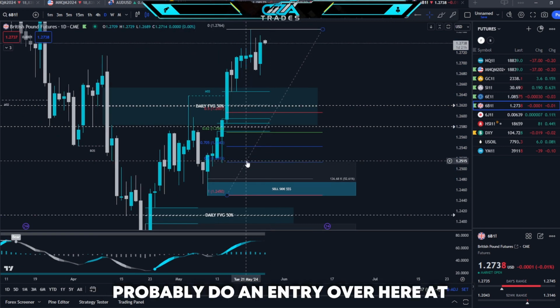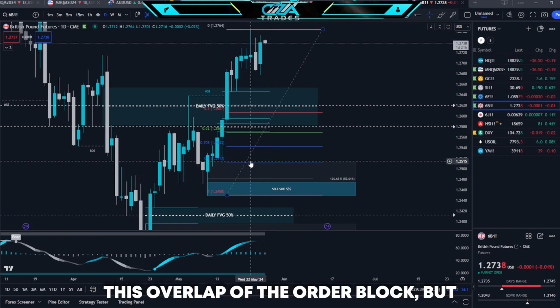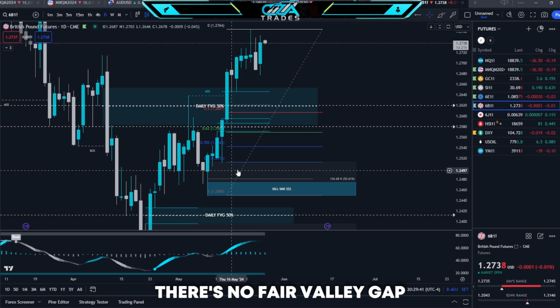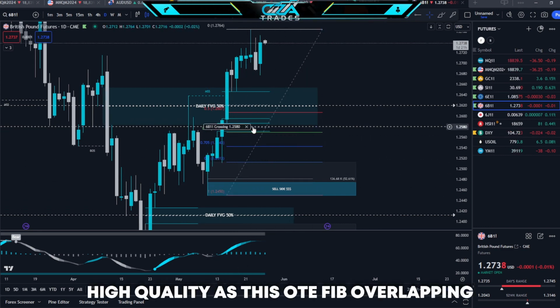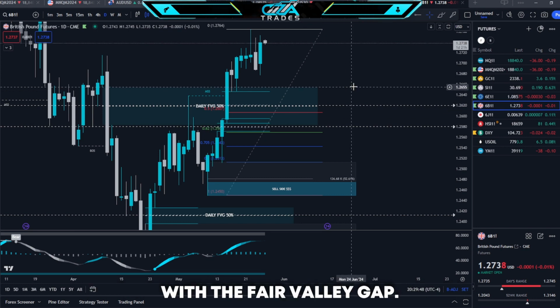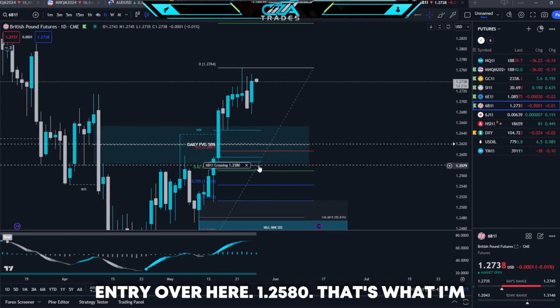And then also you can probably do an entry over here at this overlap of the order block. But there's no fair value gap over here. So this one's not as high quality as this OTE fib overlapping with the fair value gap. So I'd be looking for an entry over here, 1.2580. That's what I'm looking at.